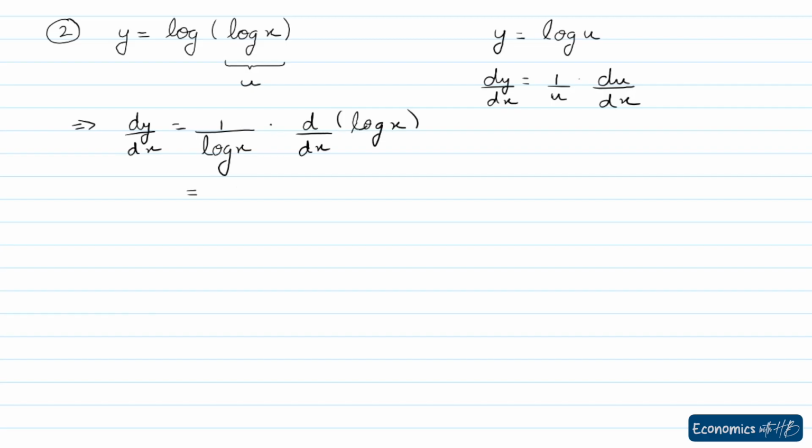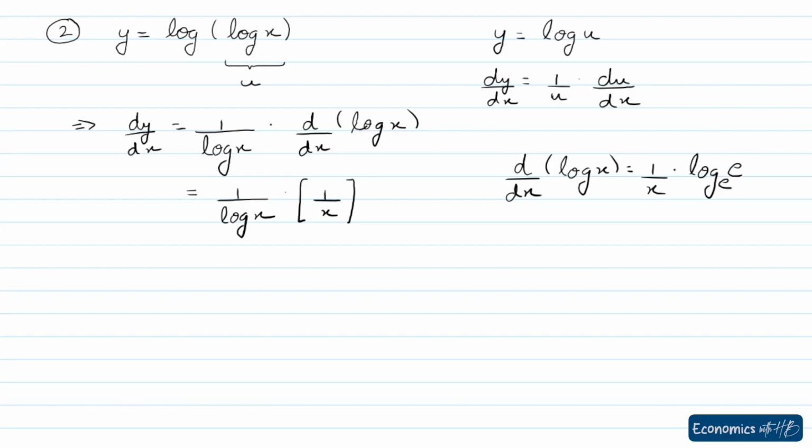So 1 by log x into 1 by x, because d by dx of log x is 1 by x into log e to the base e. This was the property that we just did. D by dx of log x is 1 by x into log e to the base e, and log e to the base e is what? 1. So d by dx of log x is 1 by x. So we get 1 by log x into 1 by x. Simplifying it, we get 1 by x into log x, which is the answer.